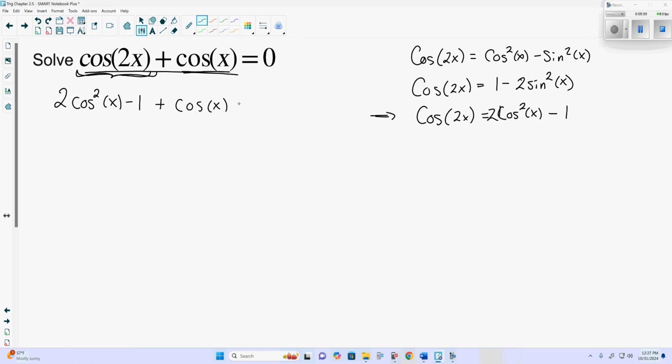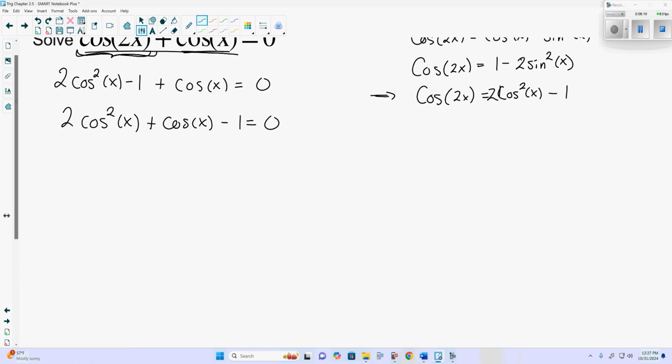Plus cosine of x is equal to 0. Now we can get this in standard form. Our 2 cosine squared of x plus cosine of x minus 1 is equal to 0.